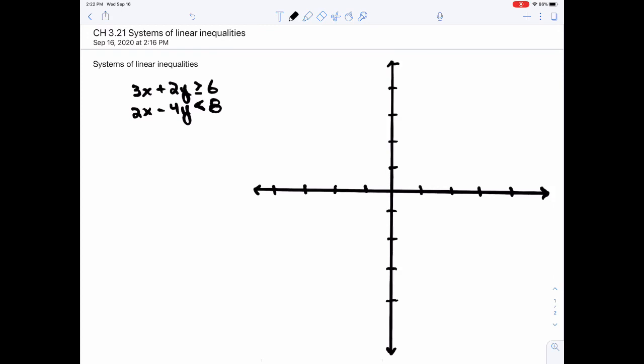So what we're going to do is take a look. I'll call this equation 1, and this equation 2. We're just going to graph them individually. So let's take a look at equation 1. We'll do this by x and y intercepts. The x-intercept is going to be (2, 0). The y-intercept is going to be (0, 3). So we have (2, 0) and (0, 3). And again, we'll make this line solid because it's greater than or equal to.